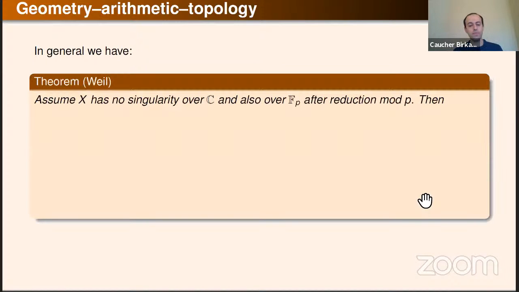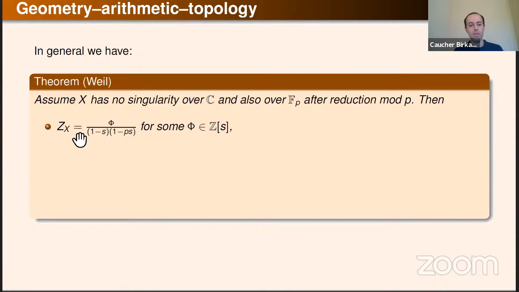Now, in general, for the type of X that I started with, remember that it's defined by one polynomial inside P2. It has no singularity. Let's even assume that it has no singularity over the complex numbers, but also has no singularity over Fp after we do reduction mod p. This is satisfied for most polynomials. Then the zeta function of X is, by definition, a power series, but the important point is that you can always write it down as a rational function.